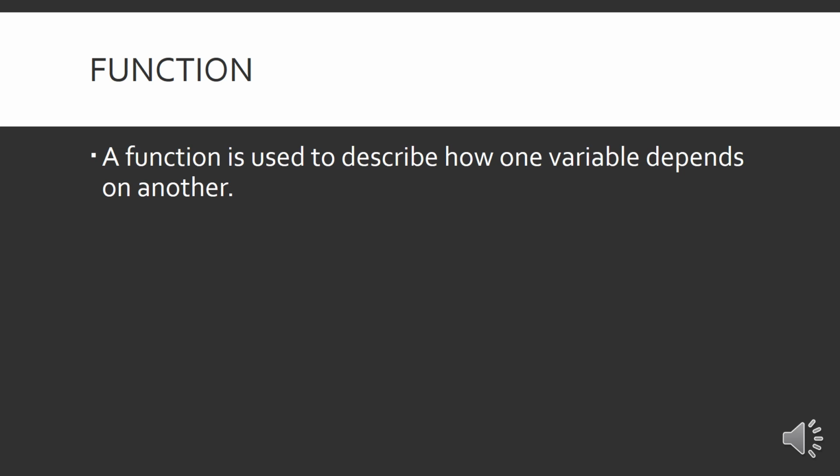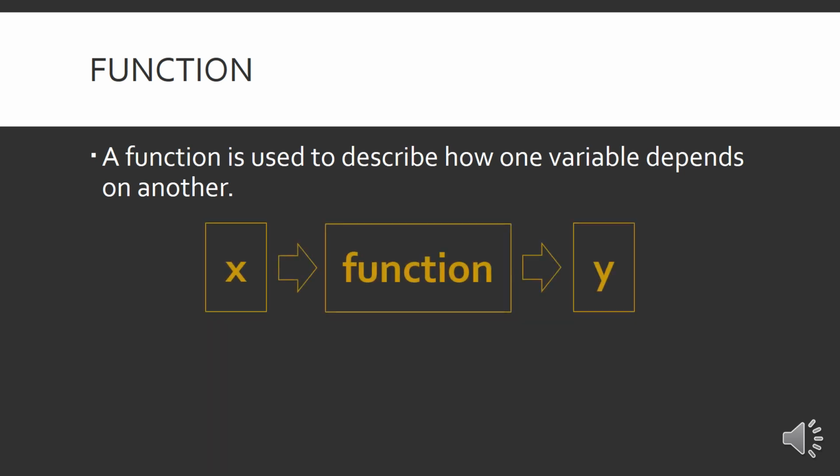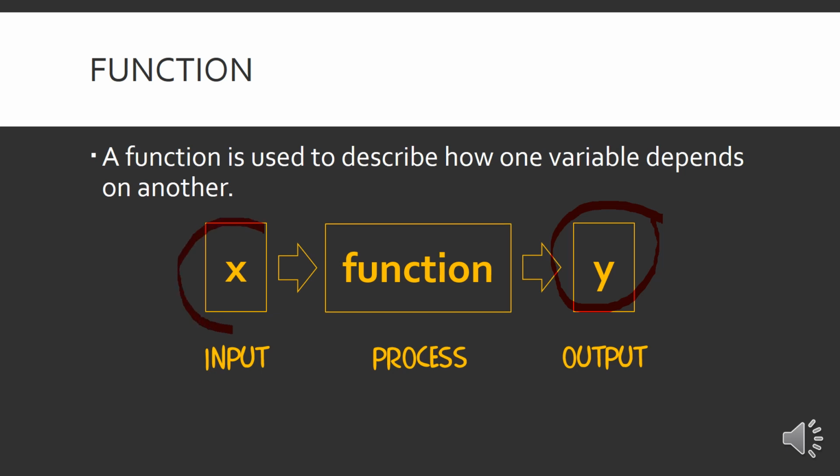A function is used to describe how one variable depends on another. Example, x is known as the input and the function is the process, and y will be the output. In order for us to get the value of y, we need to have the value of x. So again, x is our independent variable, and y is our dependent variable.